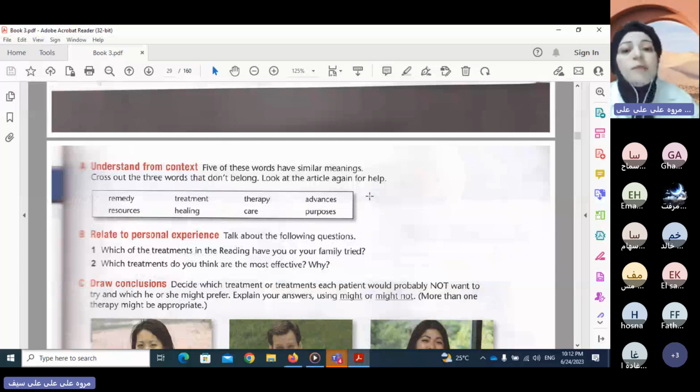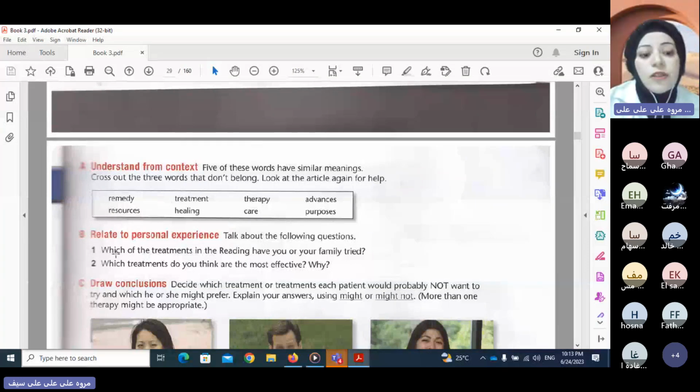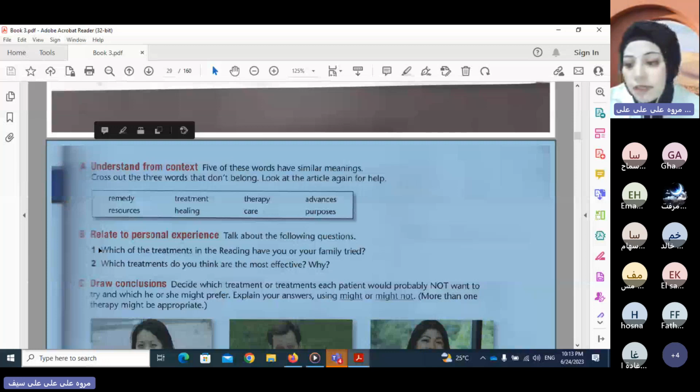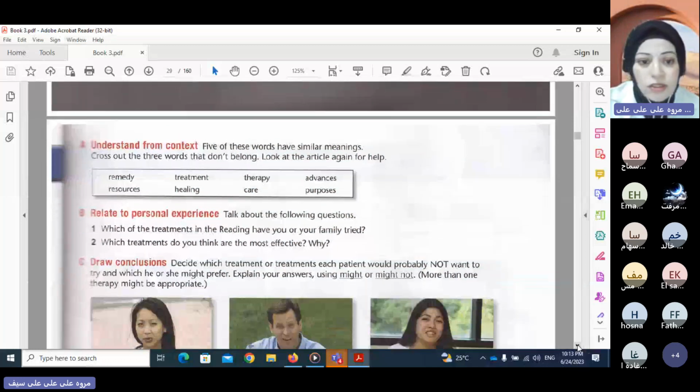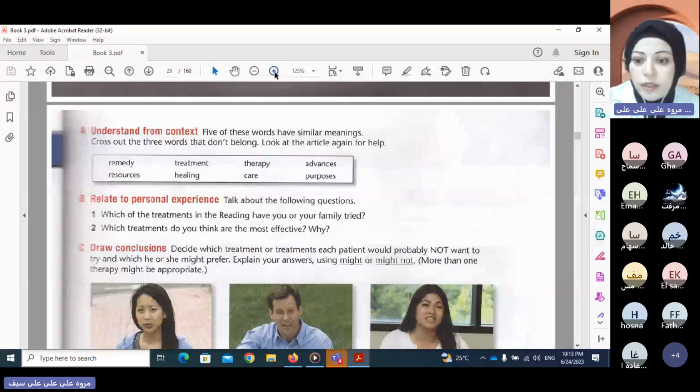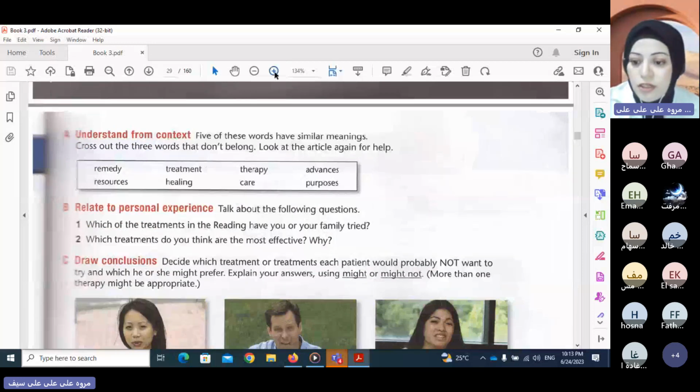Very good. Now for the speaking part of the lesson. You are going to express yourself at large. You're going to organize your ideas before you speak. You have 2 questions here in this activity, activity B. So you are going to relate to personal experience. Let me make it a little bit bigger. Just a second. I'll zoom in before we take the American pronunciation course part. Okay, so relate to personal experience.